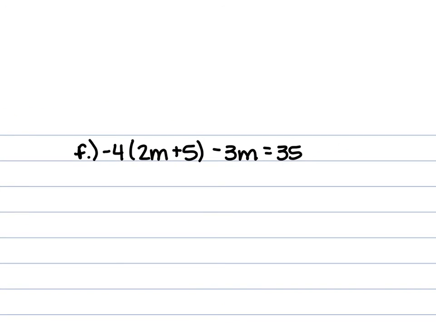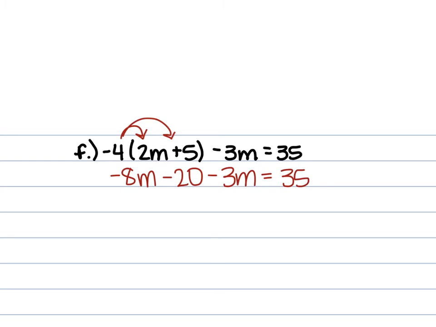For F, we have negative 4 times 2m plus 5 minus 3m is equal to 35. I distribute that negative 4 to give me negative 8m minus 20 minus 3m is equal to 35. This is simplifying to be negative 11m minus 20 is equal to 35.